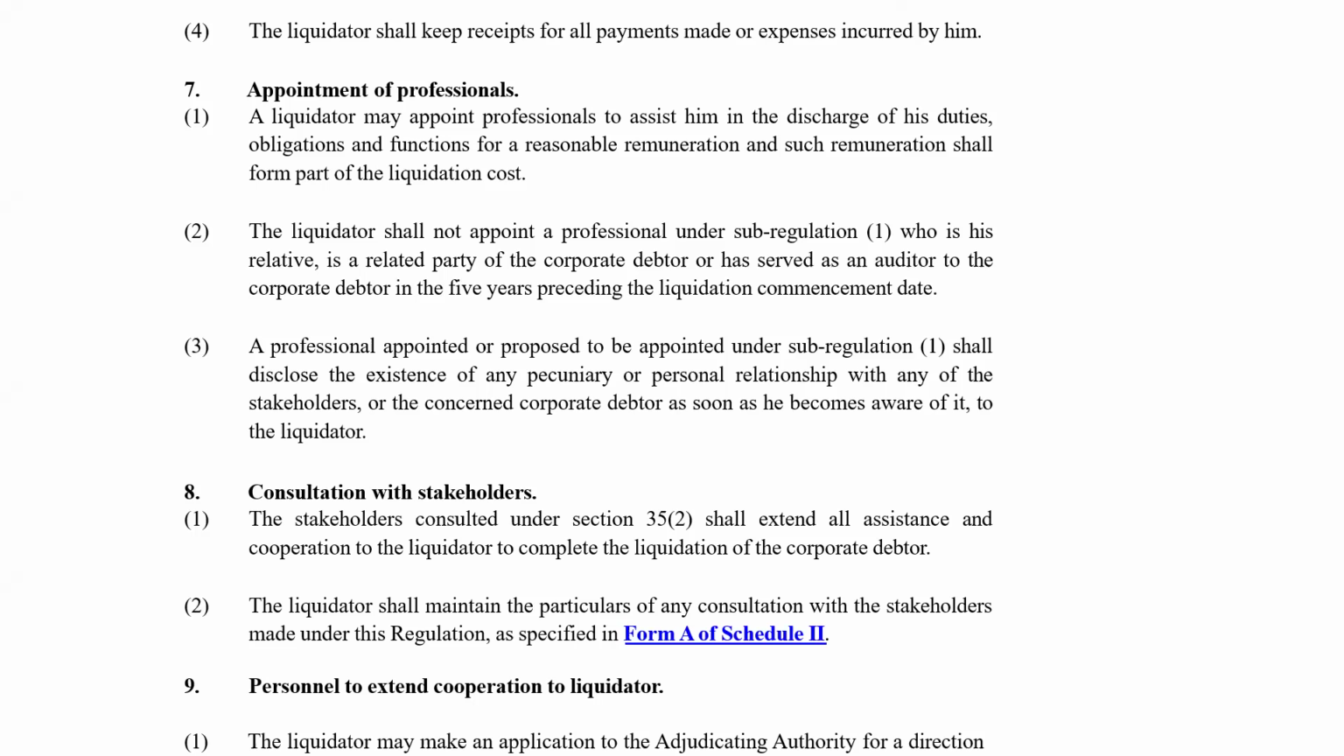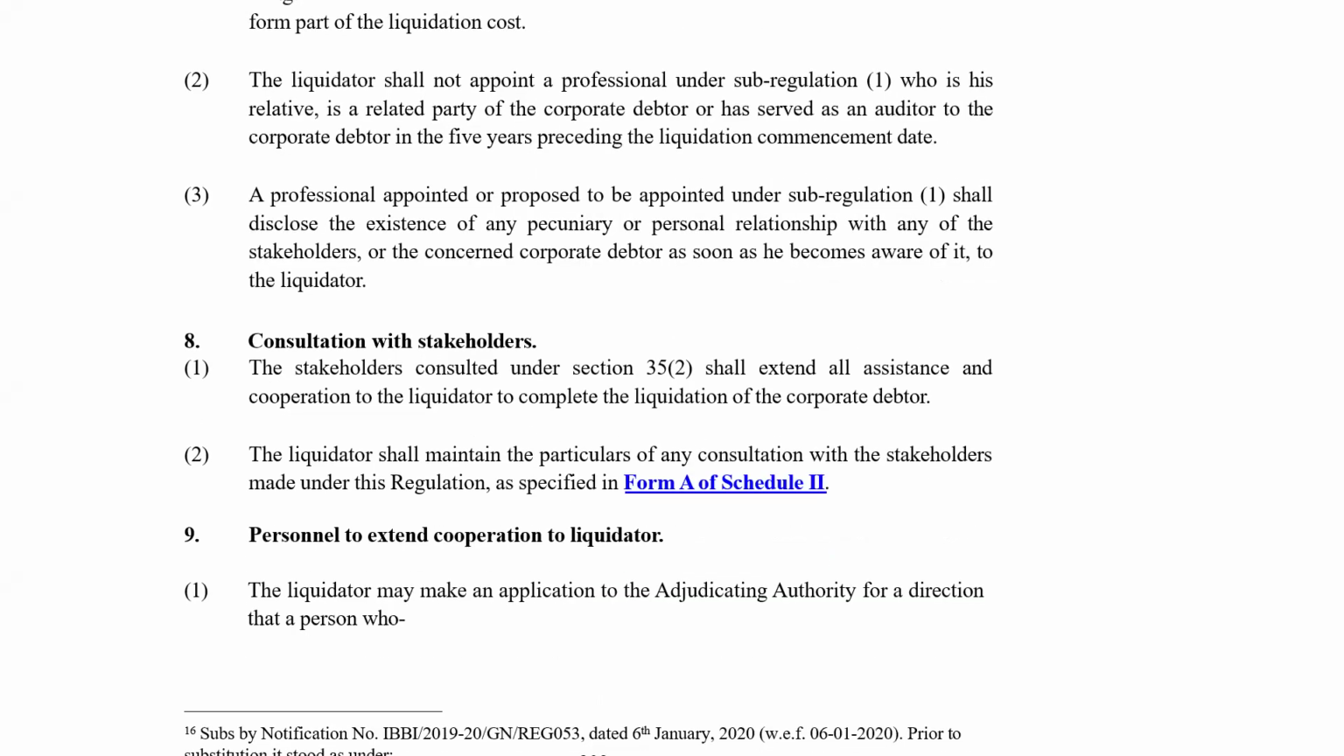A professional appointed or proposed to be appointed under sub-regulation 1 shall disclose the existence of any pecuniary or personal relationship with any of the stakeholders or the concerned corporate debtor as soon as he becomes aware of it to the liquidator. ठीक है, अब इसके साथ में हमने वो वाला डिस्क्लोजर ऑफ रिलेशनशिप भी पढ़ लिया है ना, तो क्लियर हो गया. चलिए नेक्स्ट, कंसल्टेशन विद स्टेकहोल्डर्स.